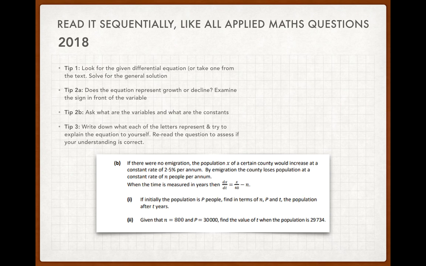If we were doing that, we'd probably use dx/dt is equal to kp. And then when t is equal to 0, we might say the population is p0. When t is equal to 1, the population would be 1.025 of p0. And you could get the k value there. But then it says, by emigration, the country loses population at a constant rate of n people per annum. So what I said is correct. We're losing people at n people per unit time, per annum in this case. And that's why there's a minus n after it.